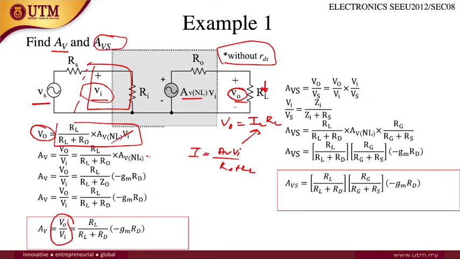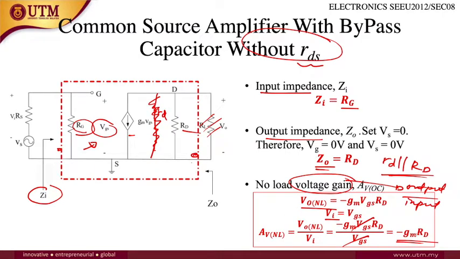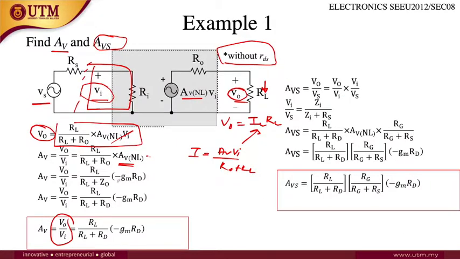And since AV no load, as mentioned earlier, equals minus GM RD, you can replace it inside here. So it will be like this. This is the final answer. All right. Next, you need to find the value of gain at AVS.